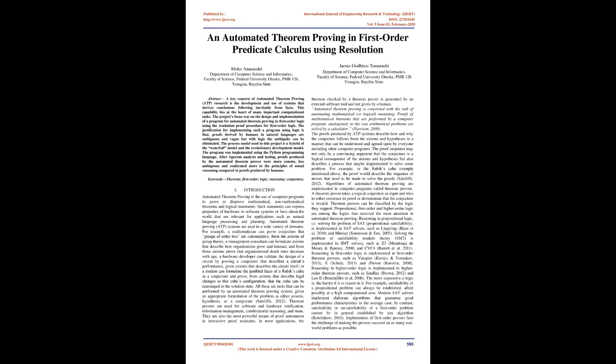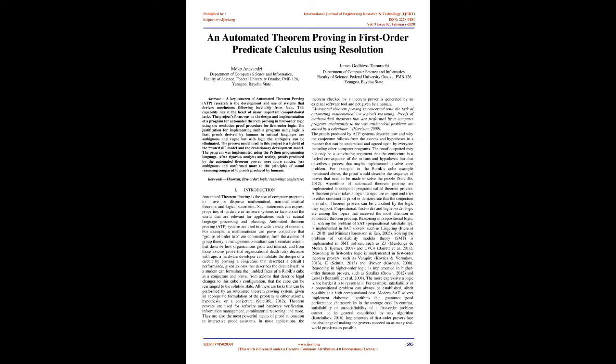The process model used in this project is a hybrid of the waterfall model and the evolutionary development model. The program was implemented using the Python programming language. After rigorous analysis and testing, proofs produced by the automated theorem prover were more concise, less ambiguous, and conformed more to the principles of sound reasoning compared to proofs produced by humans. Keywords: theorem, first order, logic, reasoning, conjecture.